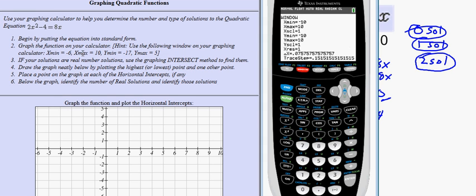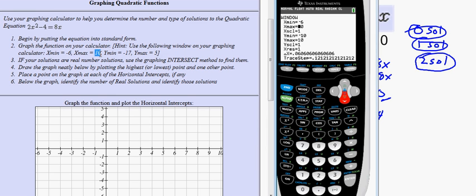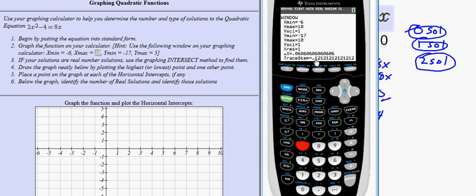My x-min is -6, so you don't even have to delete that. You can just type over it, -6. And then down to my x-max, which is suggested to be 10, it already is. Down arrow a couple more times to your y-min. The suggested setting is -17. That's to show off that vertex, that lowest point. And then it says the y-max only needs to be as high as 5.